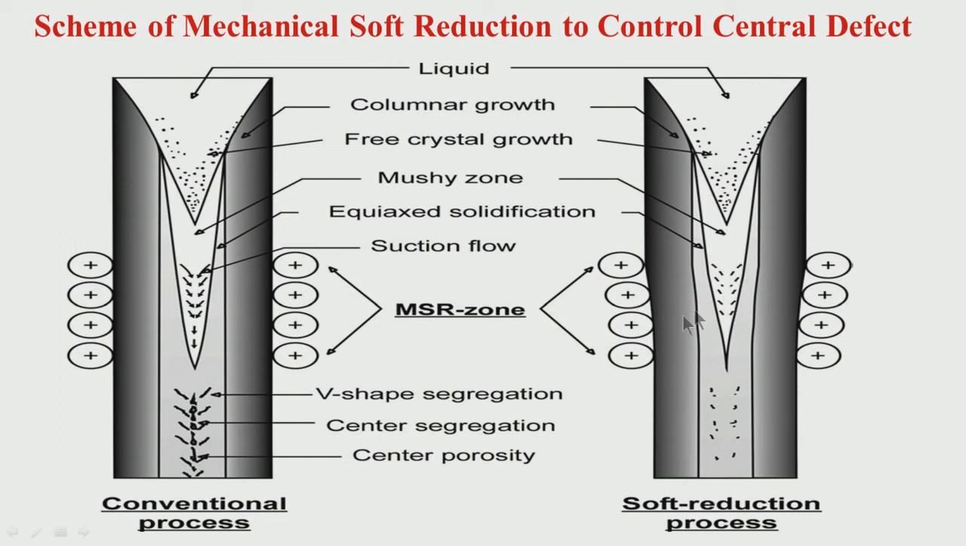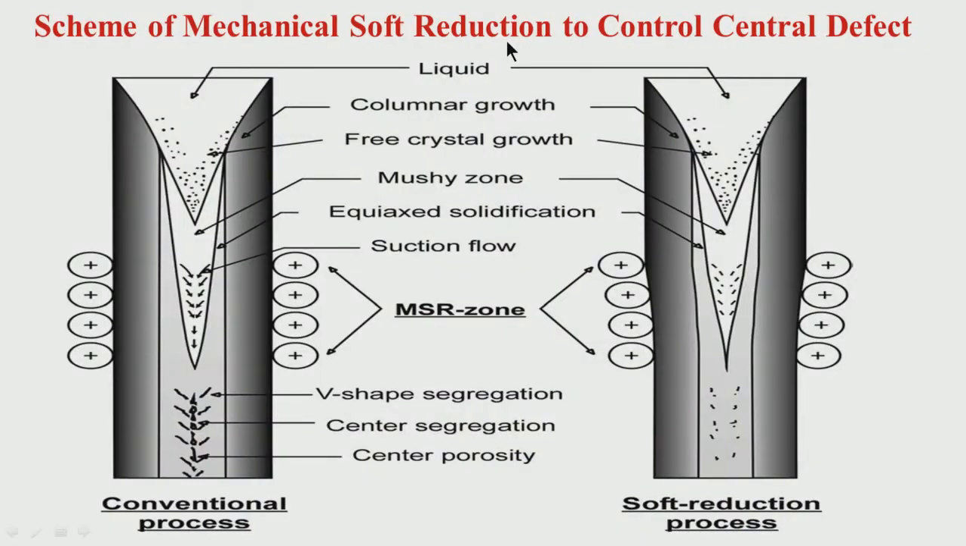And look at the difference between the two. Here the mushy zone front has a certain shape. Here you see it is completing, that means the solidification front is becoming more and more narrow because of the pressure you are putting. So what is the advantage? Another advantage is whatever shrinkage was supposed to be there in the final stage of solidification, you do not have them. So you are trying to compensate for the final solidification shrinkage by putting some soft reduction, a minor amount of reduction.